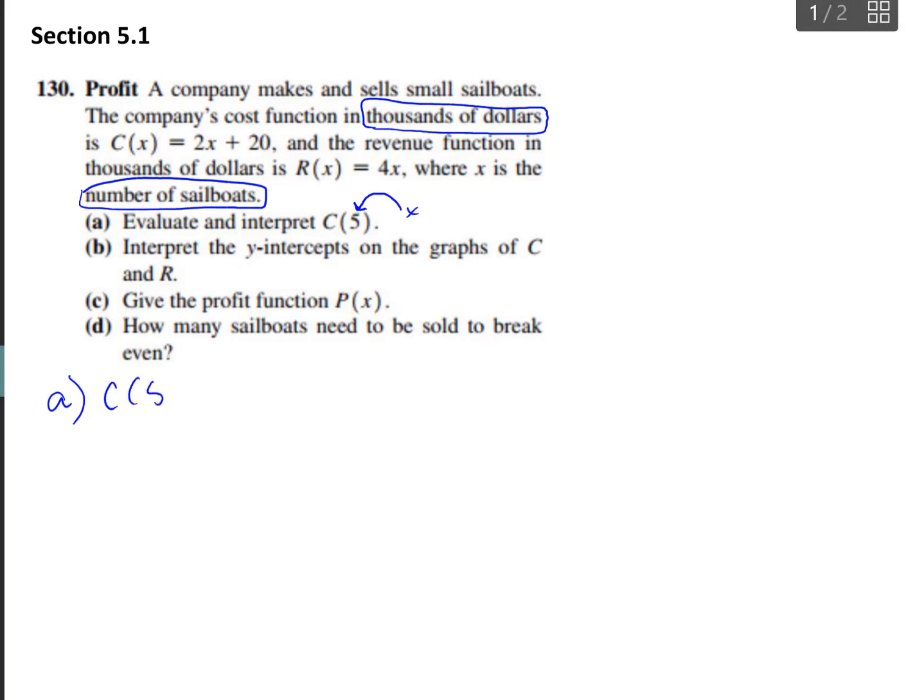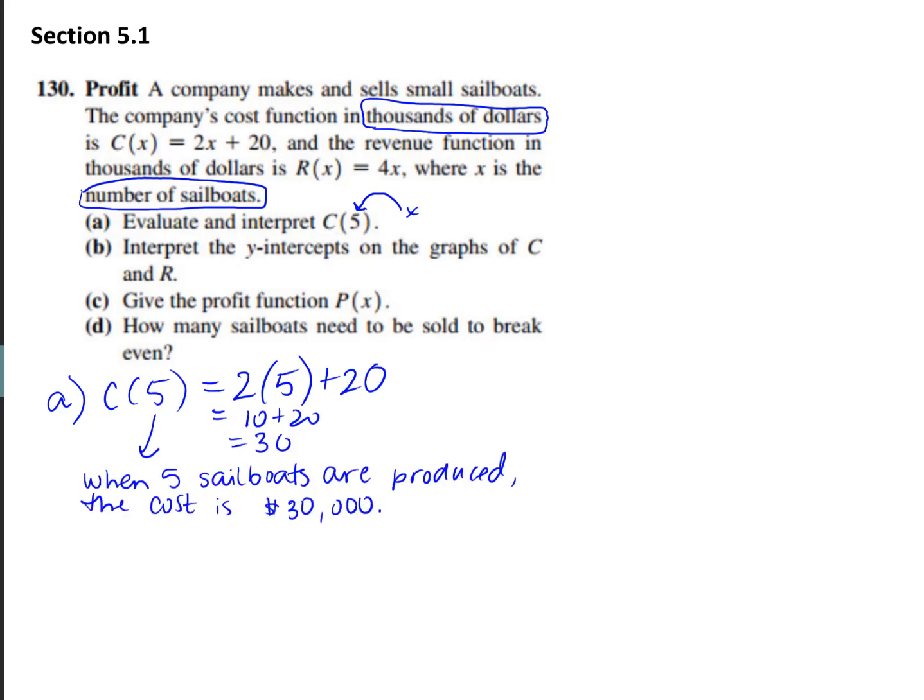To evaluate C of 5, I'll do that first and then I'll interpret it. To evaluate C of 5, it means to plug 5 into our cost function, right? And then evaluate it. So when I evaluate this, I get 10 plus 20 with an output of 30. To interpret this, I would talk about the 5 being a number of sailboats and the 30 being the thousands of dollars of cost. So when 5 sailboats are produced, the cost is $30,000 since the output is in thousands.